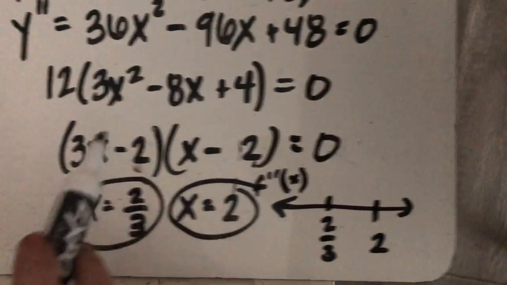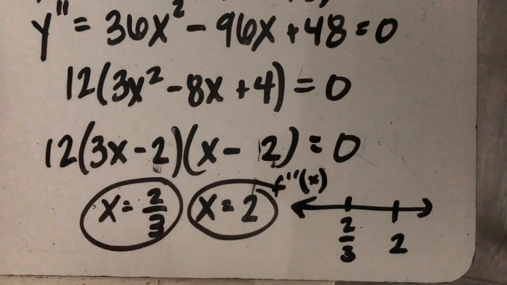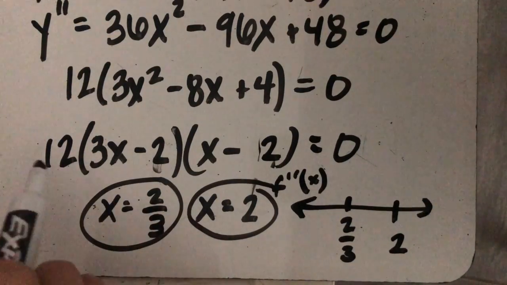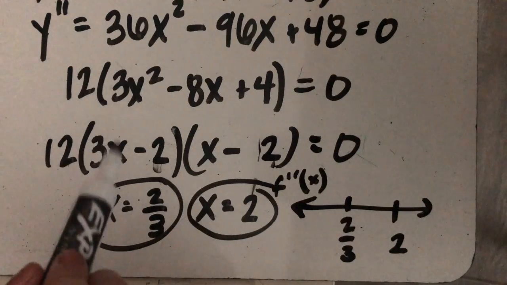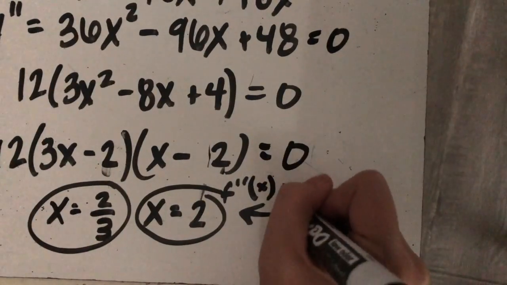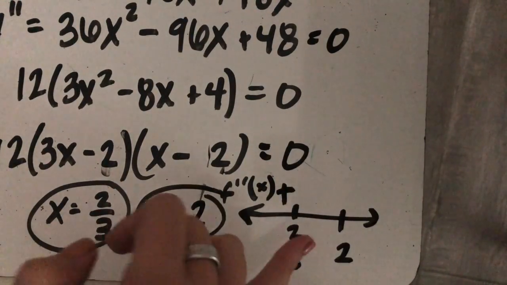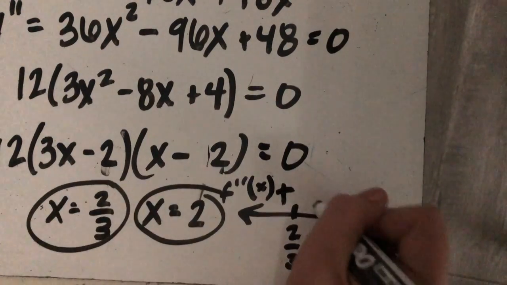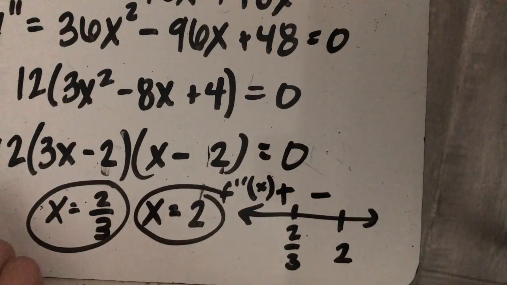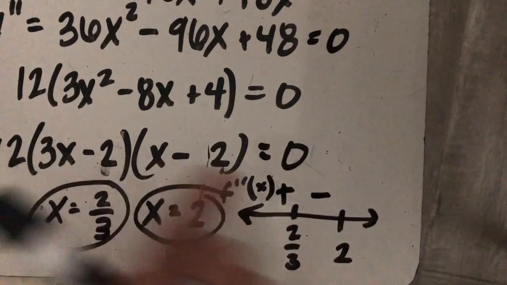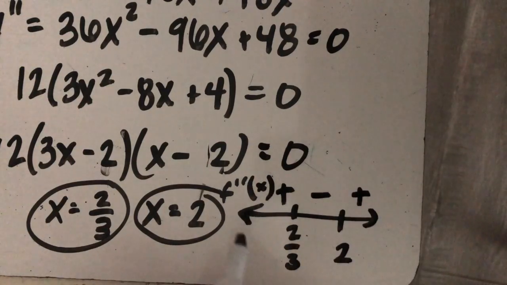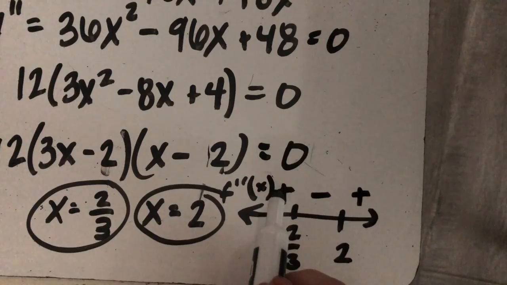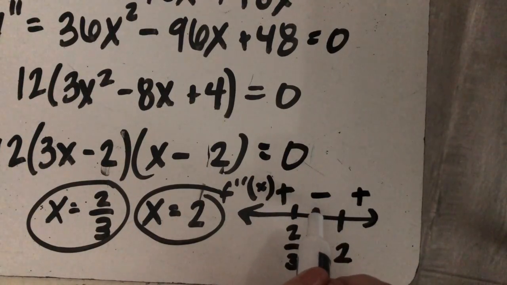So I want to plug it into this right here. And sorry, this should technically have that 12 still there. So I'm going to plug in something that is less than 2/3, so like 0. I would have a positive times a negative times a negative, which would give me a positive there. If I plug in something in between here like 1, I'd have a positive times a negative, which would give me a negative. And then here I would have something bigger than 2 would give me all positives. So I must have something that is concave up. Positive means concave up. Negative concave down.